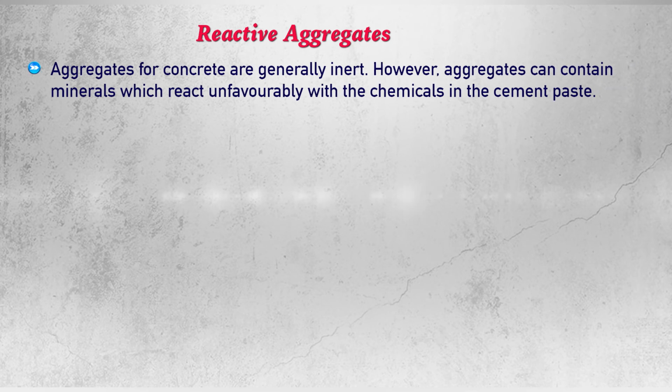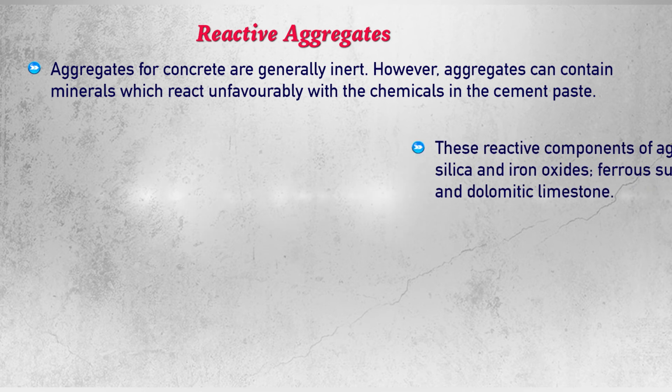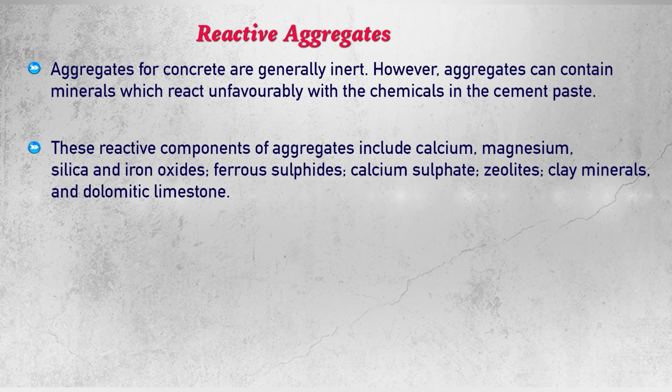Now move to reactive aggregates. Aggregates for concrete are generally inert. However, aggregates can contain minerals which react unfavorably with the chemicals in the cement paste. These reactive components of aggregate include calcium, magnesium, silica and iron oxide, ferrous sulfides, calcium sulfate, zeolites, clay minerals and dolomitic limestone. So these are the reactive components of the aggregates which may react with the cement.